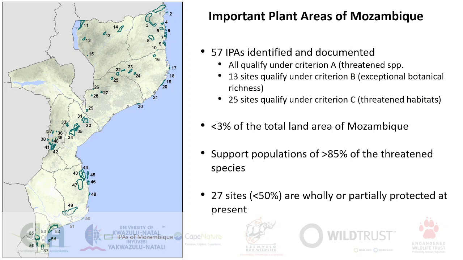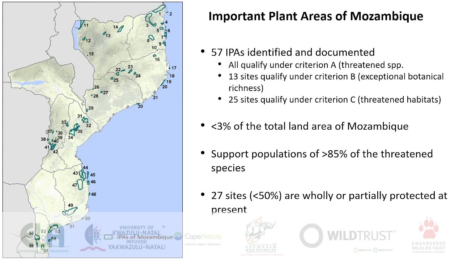Through application of these datasets, as well as an initial assessment of the threatened habitats of the country, we've identified 57 IPAs across Mozambique, all of which qualify under criterion A, i.e. the presence of threatened species, with 13 sites also qualifying under criterion B, being exceptionally botanically rich, and 25 sites under criterion C, containing threatened habitats.